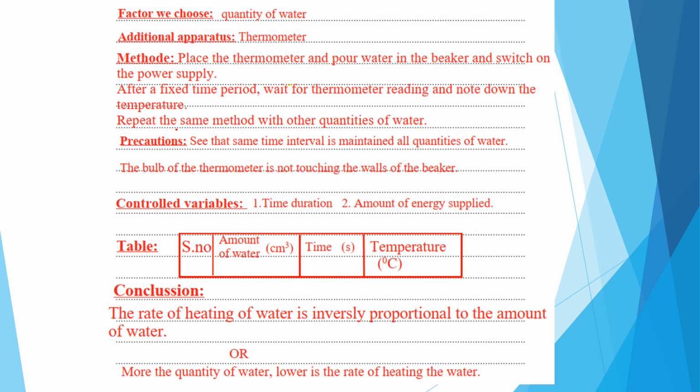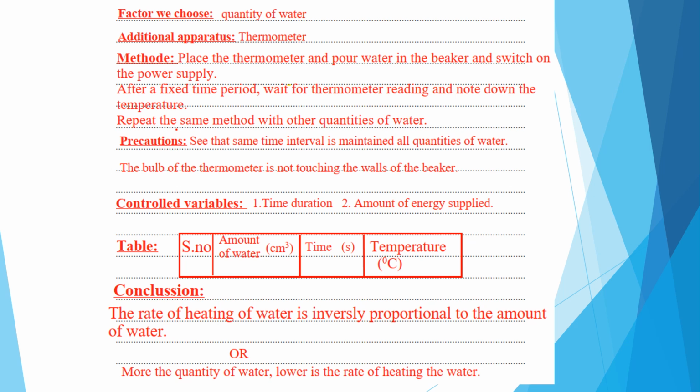Then the method, so they ask to explain the procedure. Place the thermometer and pour water in a beaker and switch on the power supply. After a fixed time period, so for every quantity of water we have to fix a time period, wait for the thermometer reading and note down the temperature. Repeat the same method with the other quantities of water. So this will give you the complete method. And precautions: see that the same time interval is maintained for all quantities of water. Another precaution can be that the bulb of the thermometer is not touching the walls of the beaker.